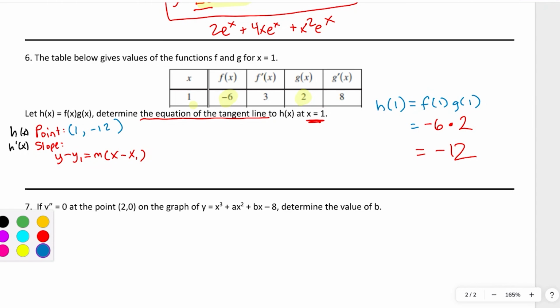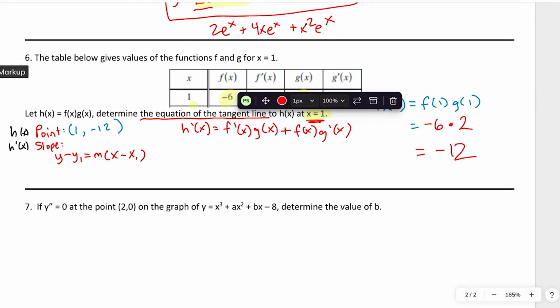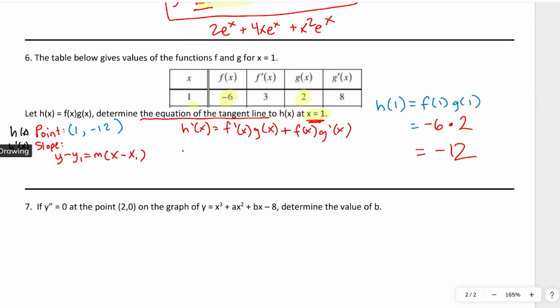The slope is going to be found by finding the derivative. And so this is where that product rule is going to come into play, because we need to find h prime. So that's going to be f prime times g plus f times g prime. Now, if we want that specifically at x equals 1, we want to substitute in 1 into h prime. Now we can evaluate each of these separately by looking at the table.